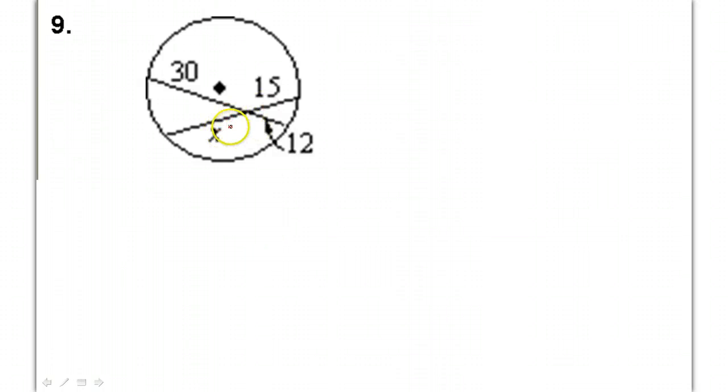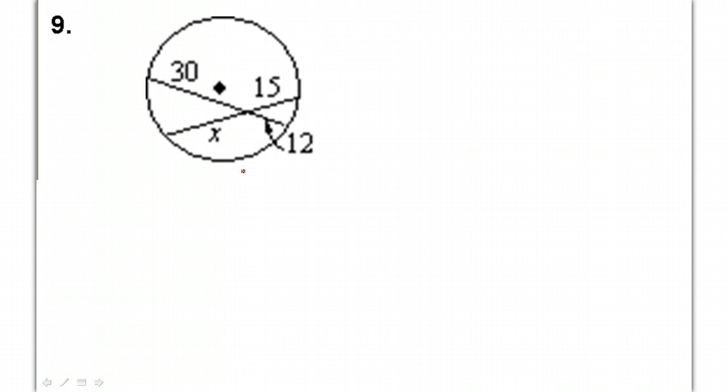When we are talking about segments inside of a circle, chords that intersect like this, there are two possibilities. Sometimes we wind up using the formula part times part equals part times part. Other times we use the formula part times whole equals part times whole. So the question is, which situation is this? Is this the part times part situation, or is it the part times whole situation?